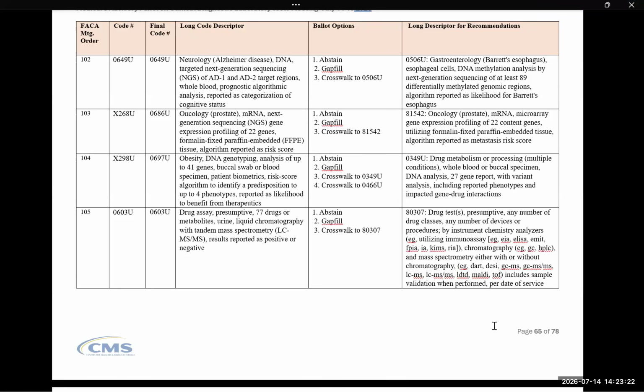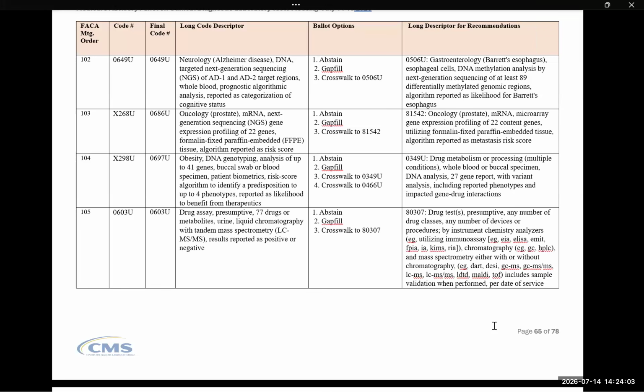0603U, and I believe Mark has this one. Yes, thank you. For this code, notably that there's no dossier submitted to the panel by the sponsor. But 0603U is a urine-based presumptive toxicology screen. It covers 77 drugs or metabolites. It's performed by liquid chromatography and tandem mass spectrometry, and the results are reported qualitatively. The panel recommendation here is a crosswalk to CPT 80307, which shares an identical methodology, indication, specimen type, and produces the same qualitative result as 0603U.